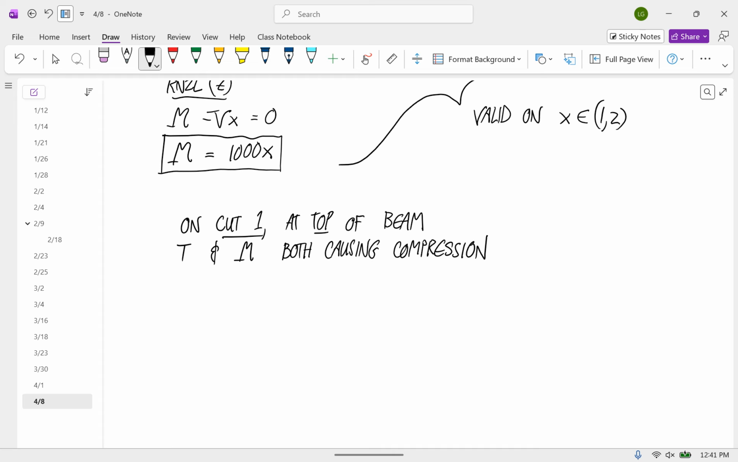And then what about the... Why compression shouldn't be like negative? Yeah, so remember that the stress due to bending moment is this. And so if you have a positive y value, you have a negative normal stress.